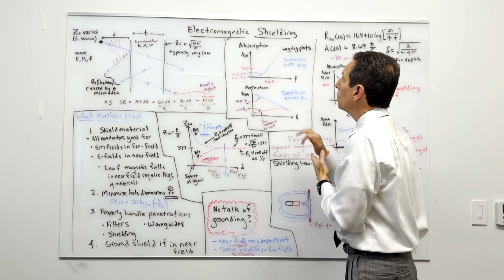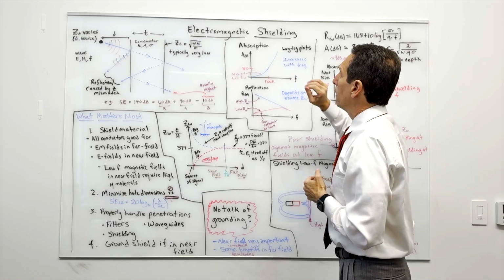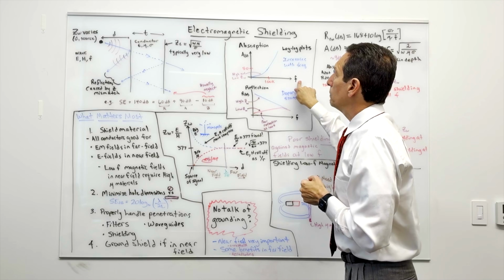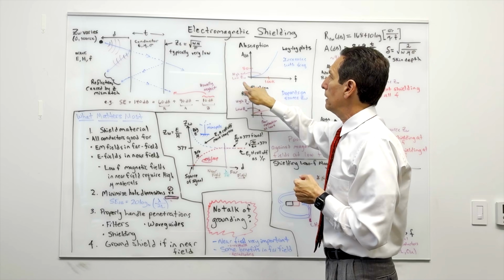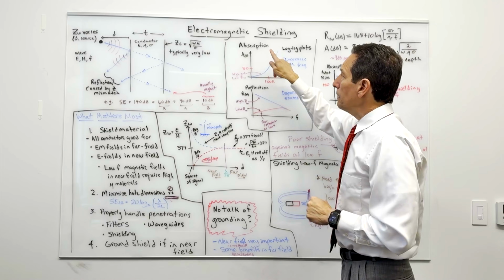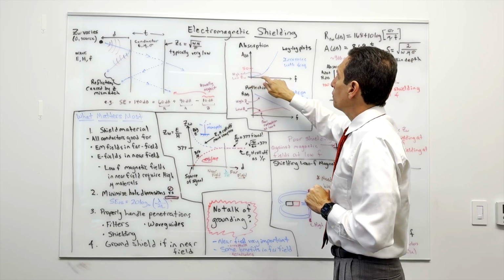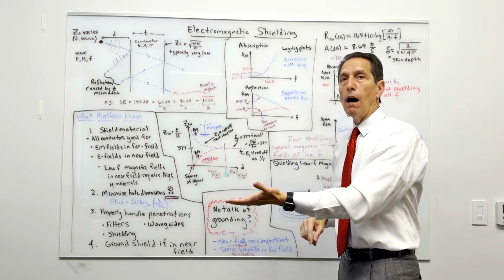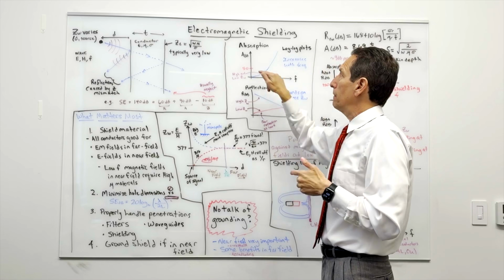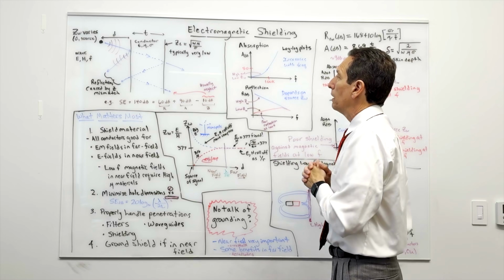All right, so let's take a look at a plot of absorption and reflection. Notice we're going versus frequency. This is the absorption in dB and the reflection in dB. Let's see what it shows us. The absorption increases with frequency. The higher the frequency, the more absorption you get. Now I just put just a number, maybe 50 dB, and then there could be 100 dB and so forth.